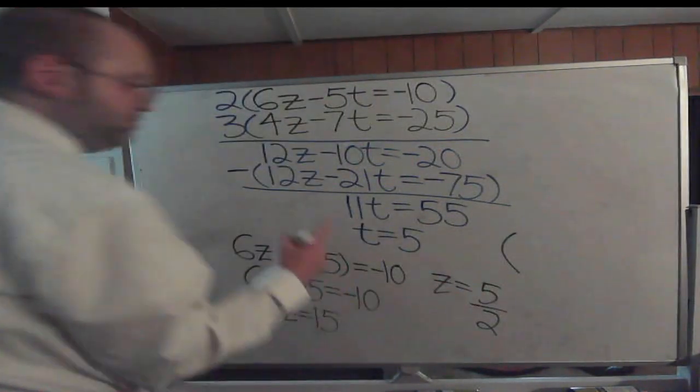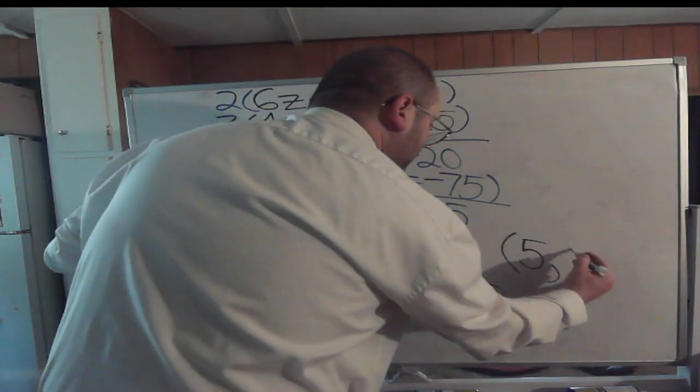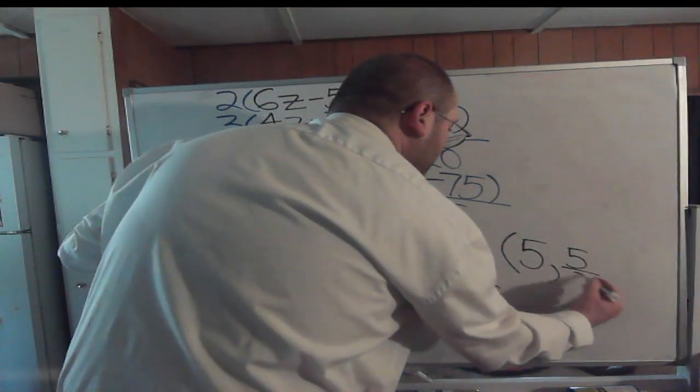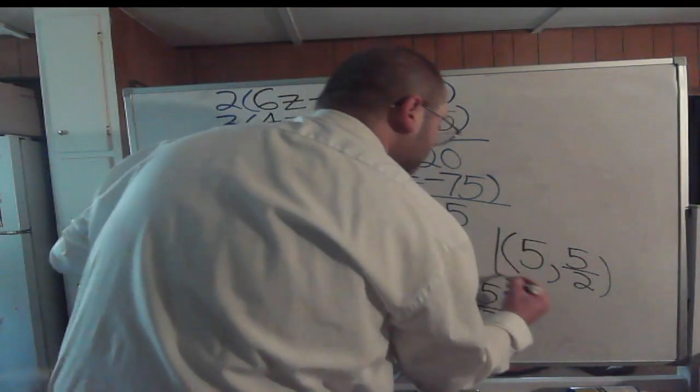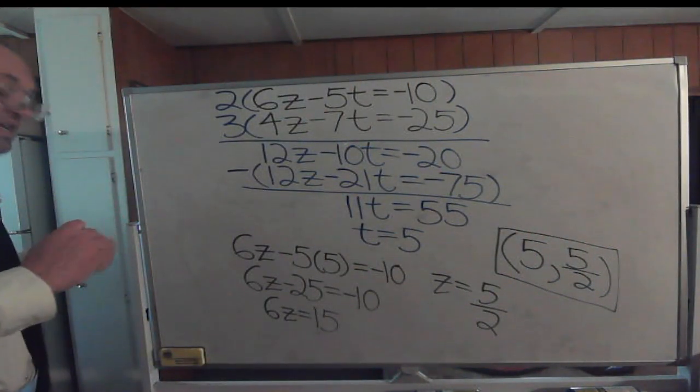So we go in alphabetical order. Your ordered pair that's the solution is 5 halves, 5. And that would be your answer for the solution to this system of equations.